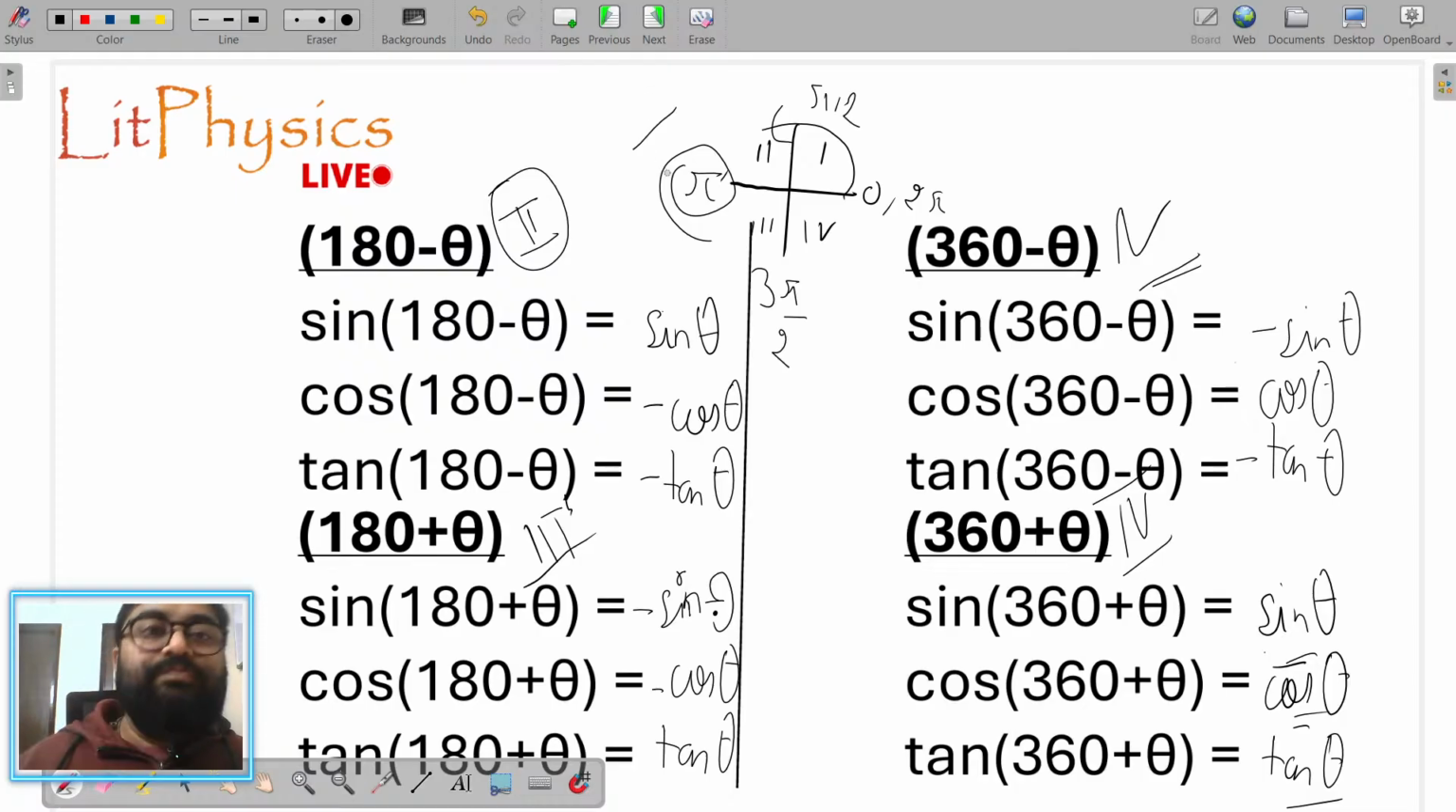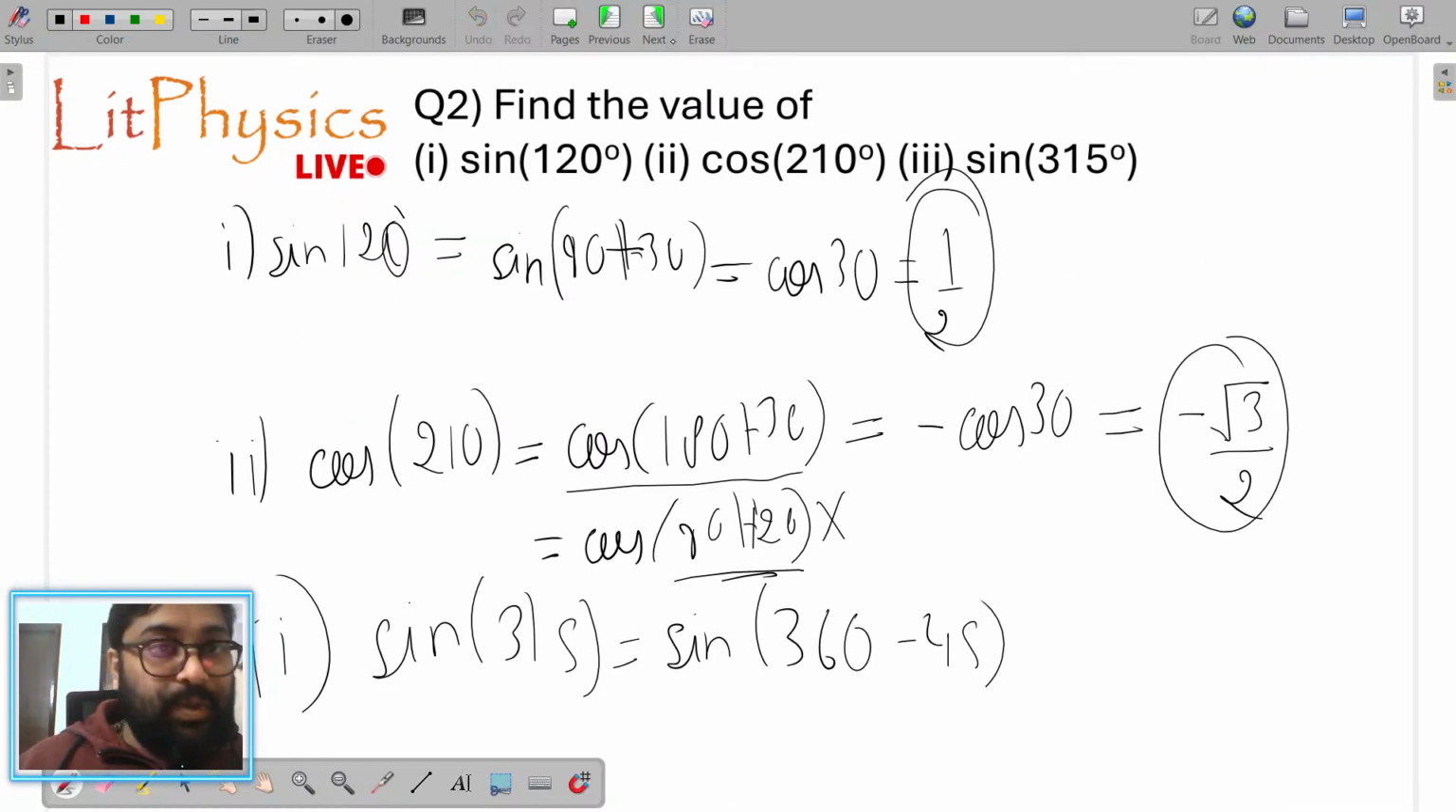If you have to move the other side, you will not add the theta, you will subtract the theta. That's all I'm telling you. Anyway, that becomes complicated to do, right? So sine 360 minus 45, 360 minus 45, right?